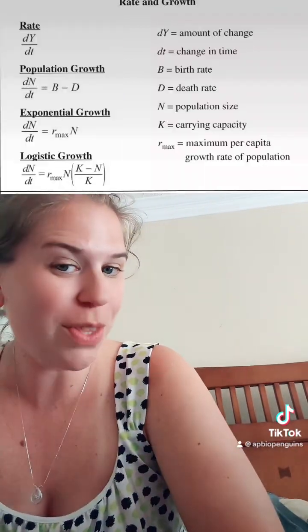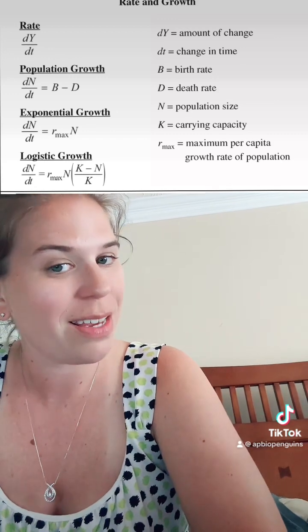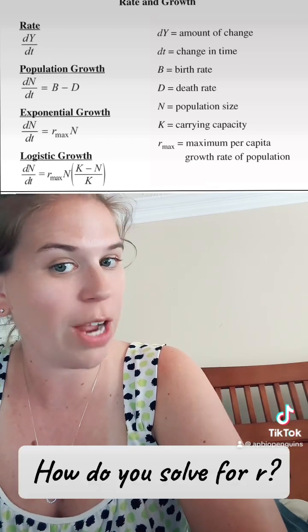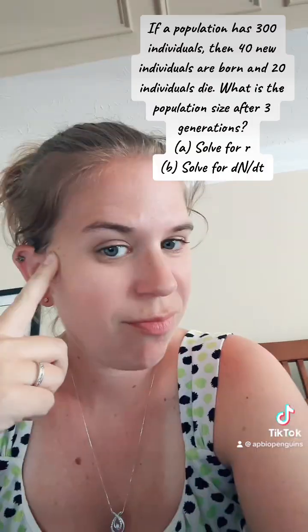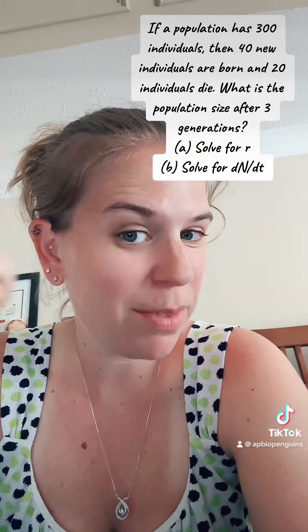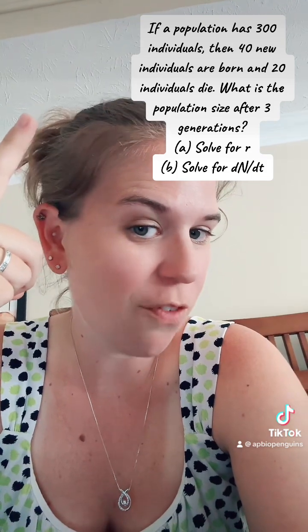Exponential growth is going to be solved by doing r max times N. So r max is our per capita rate of increase, solved by birth rate minus death rate, and N is just the population size. So I got another math problem for you. Go ahead and pause the video, see if you can solve this problem.